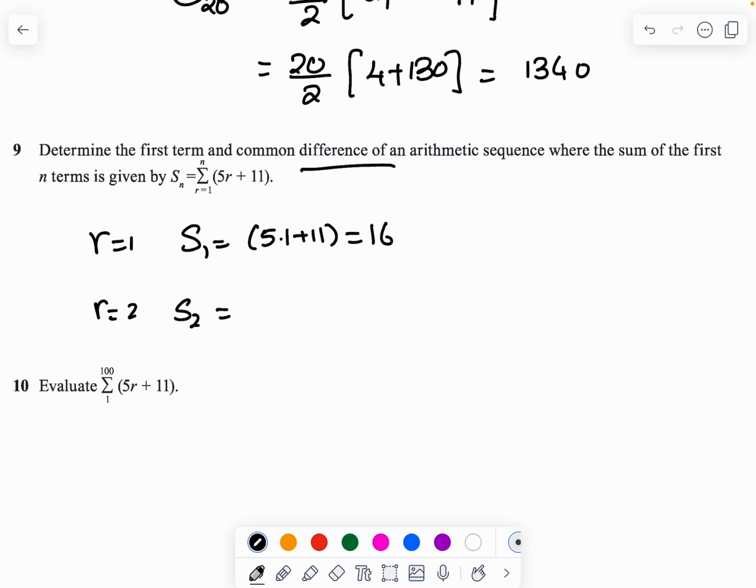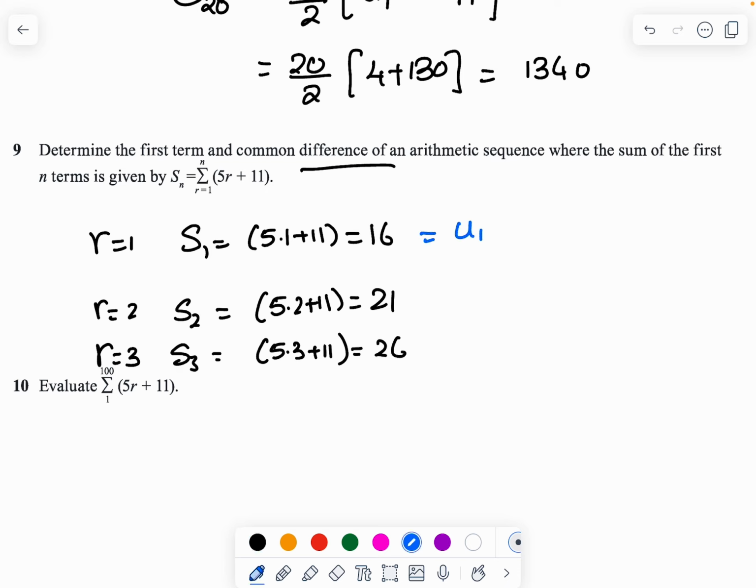So you get s2, which is 5 times 2 plus 11, which is 21. Substitute r equals 3. You get s3, which is 5 times 3 plus 11, which is 26. What is s1? It means u1. What is s2? u1 plus u2. What is s3? u1 plus u2 plus u3.